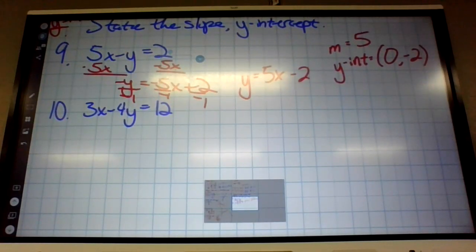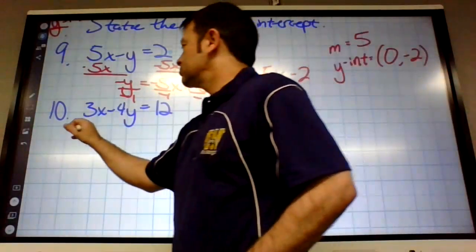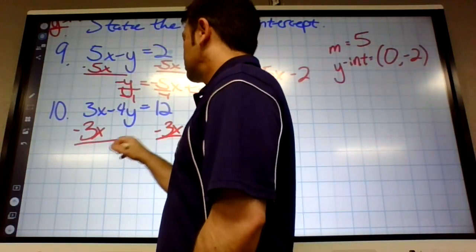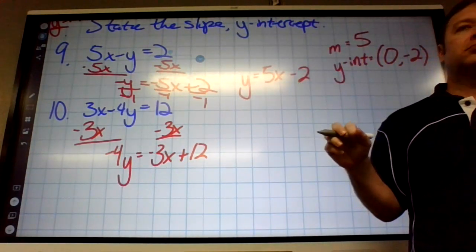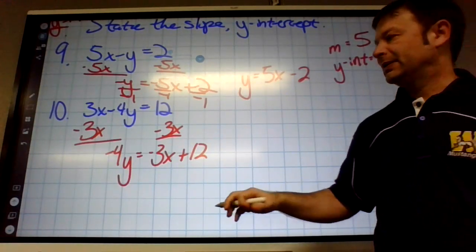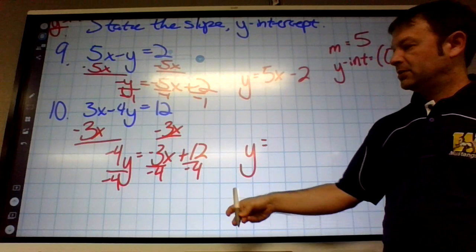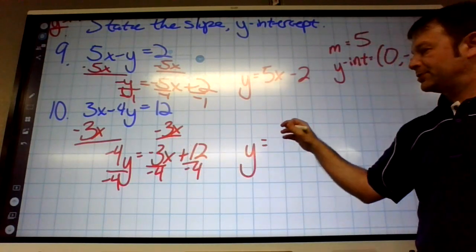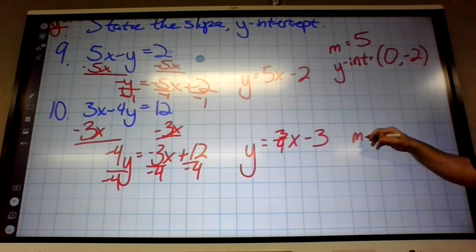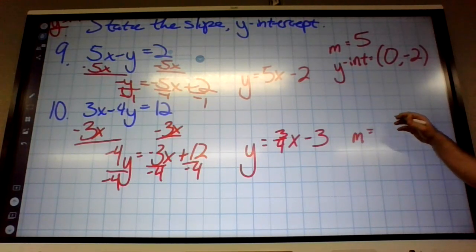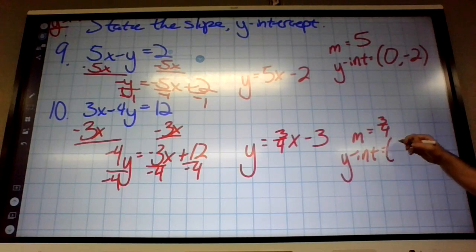So we're doing this a lot, this test, you guys notice, getting the y back. Case, what should we do on 10? Divide by negative 4 here, that would be positive 3 fourths x. 12 divided by negative 4 is negative 3. So the slope is what? The slope is 3 fourths. And the y-intercept? 0, negative 3.